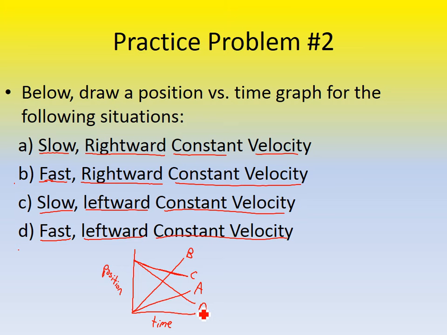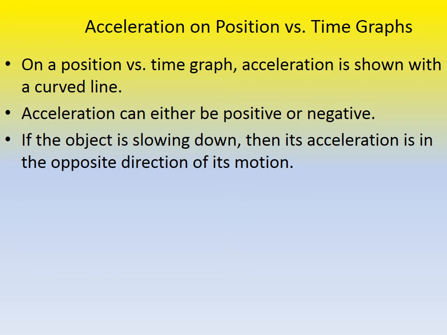Let's talk about acceleration in a little more detail. Acceleration on a position time graph. So on a position time graph, acceleration is shown with a curved line. So whenever you see a curved line, you know it's accelerating. Now, can acceleration be positive and negative? Yes. So let's pay attention to what that means. Acceleration can either be positive or negative.